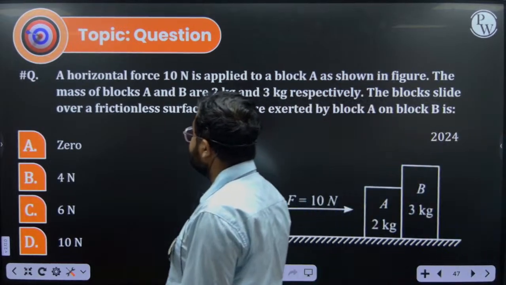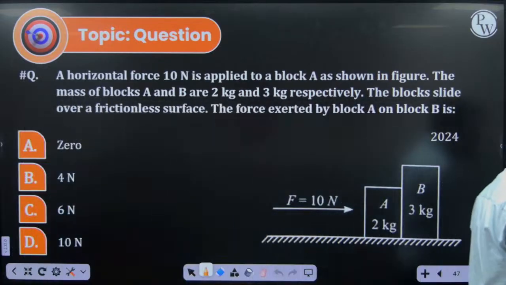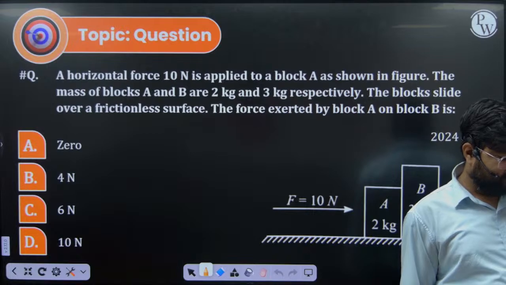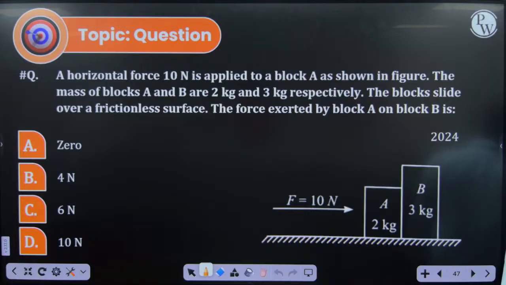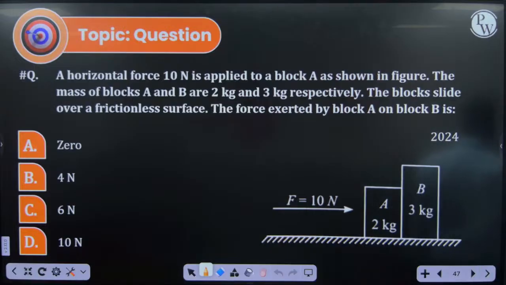Next, another question. Please read the question, everyone. Let me see if there are any doubts in the chat. No, all good. Friction already covered. All right. Let us continue.